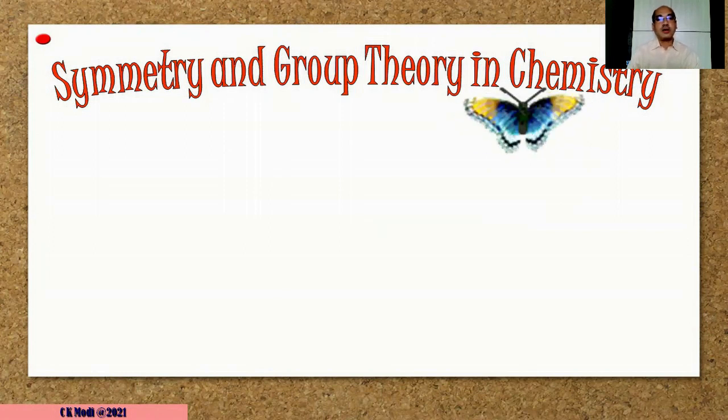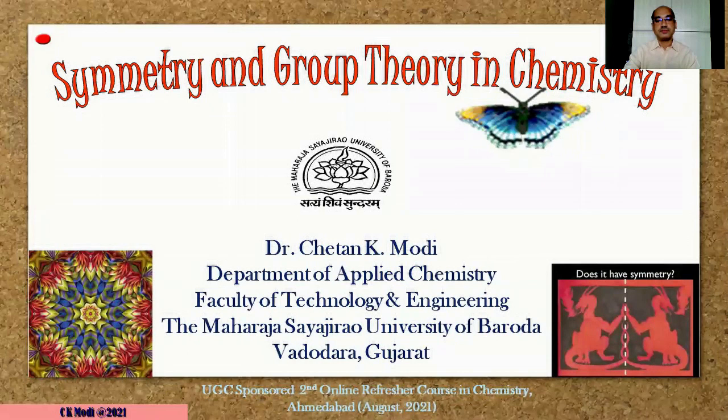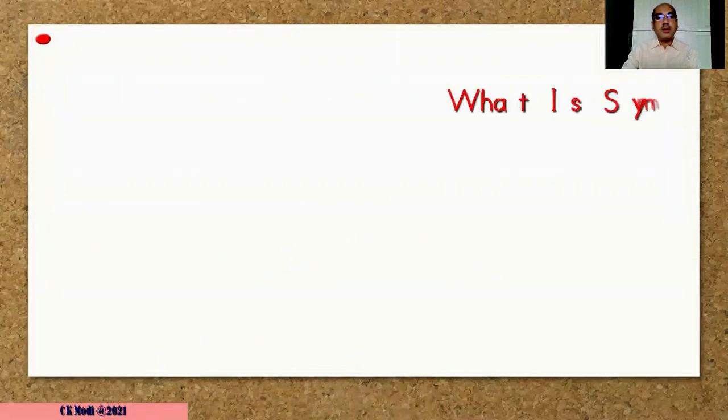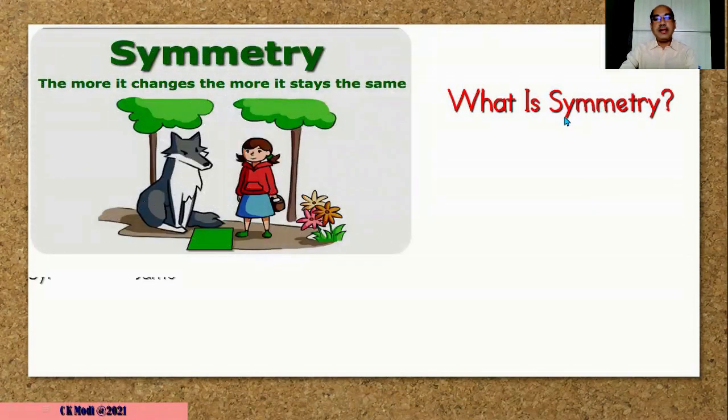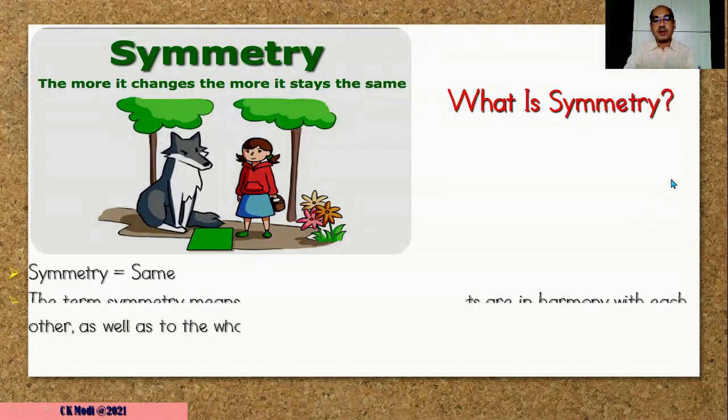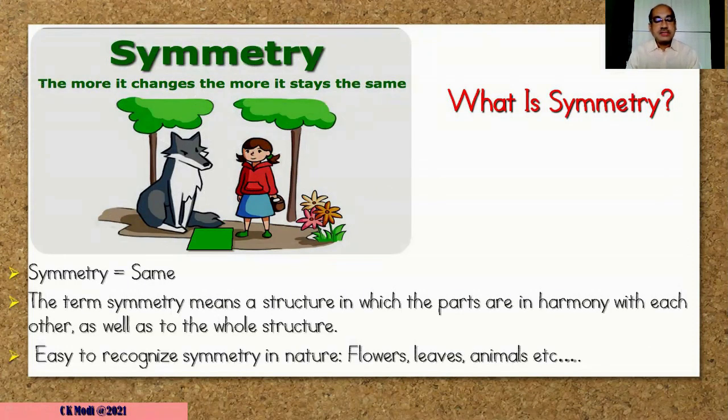So now look at the title of my presentation, that is Symmetry and Group Theory in Chemistry. Now, what do we mean by symmetry? Symmetry means the same. The term symmetry means a structure in which all the parts are in harmony with each other, as well as with the whole structure. So we can say that the more it changes, the more it stays the same.